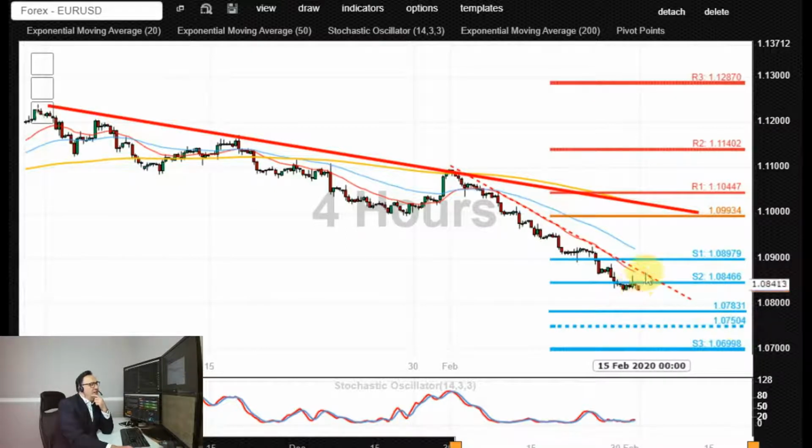Alternatively, if we see a spike higher and, for whichever reason, a breakout and end of day close above 1.10, that would negate the bearish outlook, potentially opening the way for an extension to the upside and a rally towards 1.1044, 1.11, 1.1140 on the upside. But the current prevailing trend is to the downside.